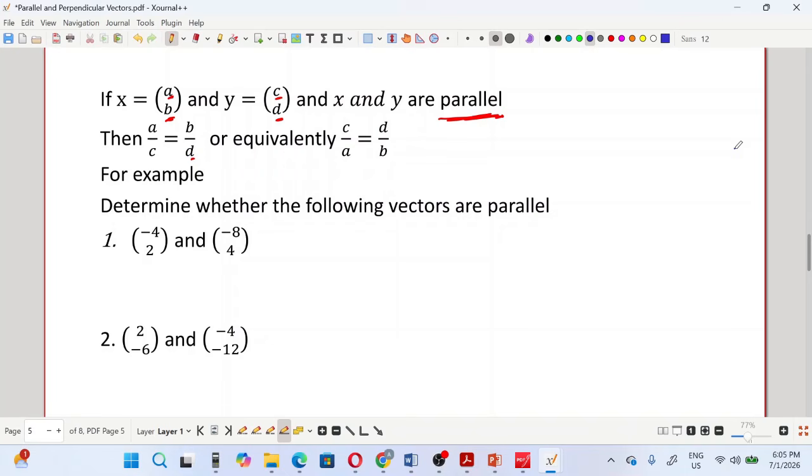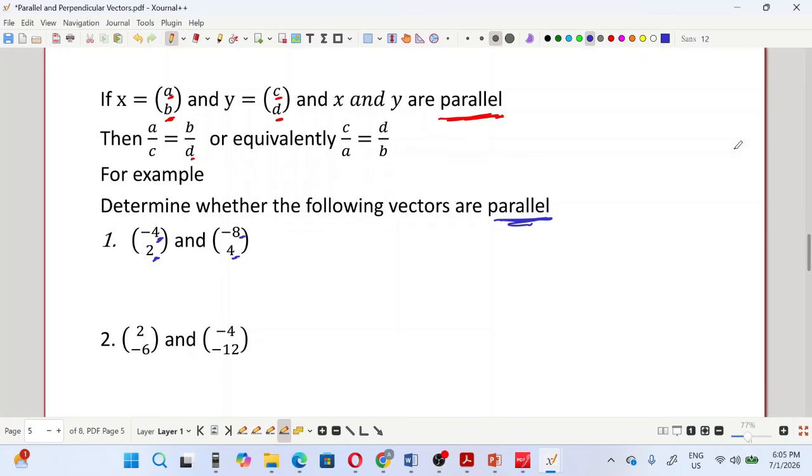When I come here, the first one is my A, B, and this one is my C, D, right? And remember, we said we are dividing the x by the x, and then the y by the y. So I'm going to say, if and only if it's parallel, because it has been established that it's parallel. Determine whether the following vectors are parallel.